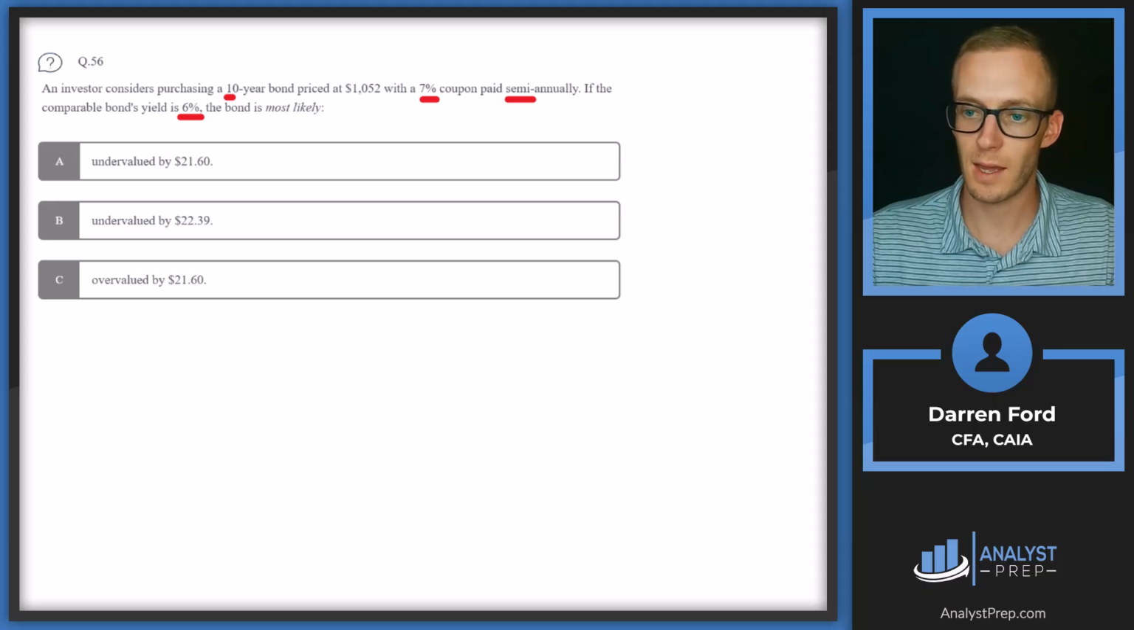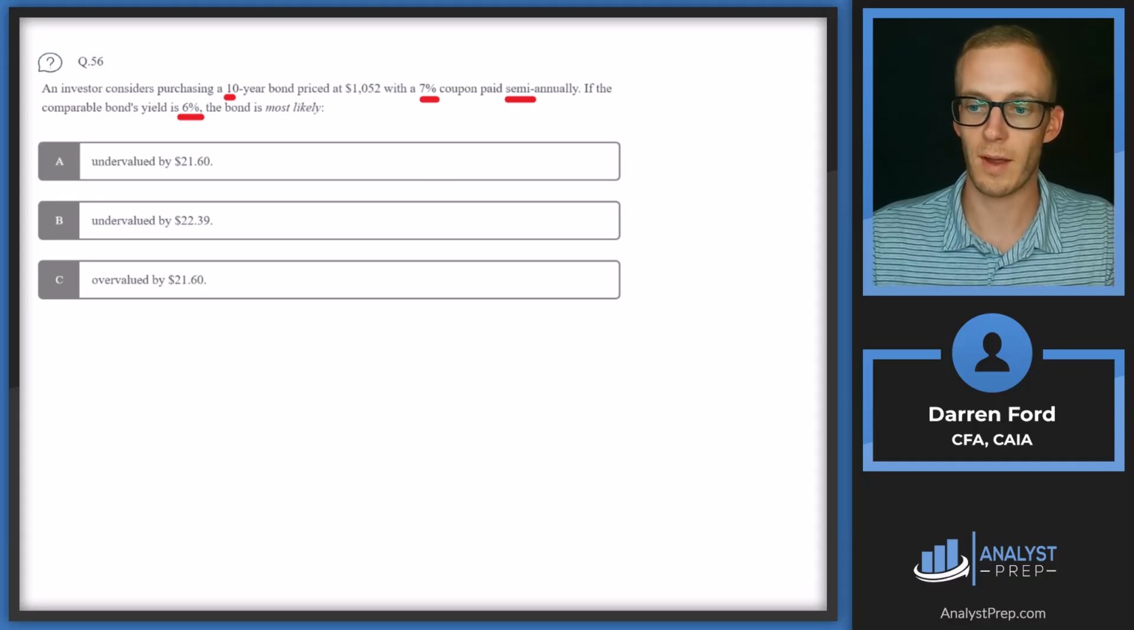And so we see that gives us 1,074.3874. So what we'll do here then is we need to just figure out the difference between that and 1052. So I'm going to subtract 1052 from this to get that difference. And we see that comes out to 22.3874, which if we round that up, we get answer B right here.